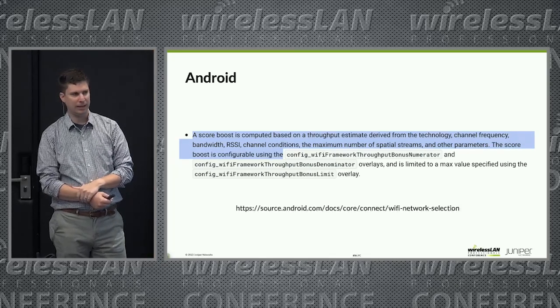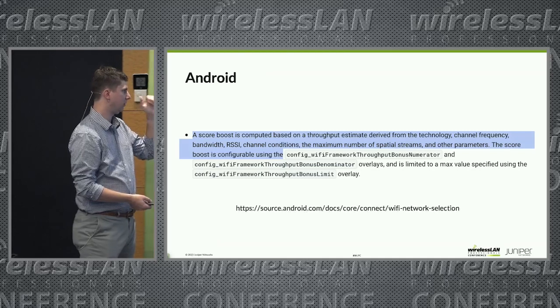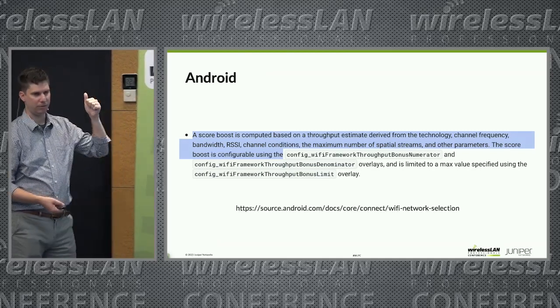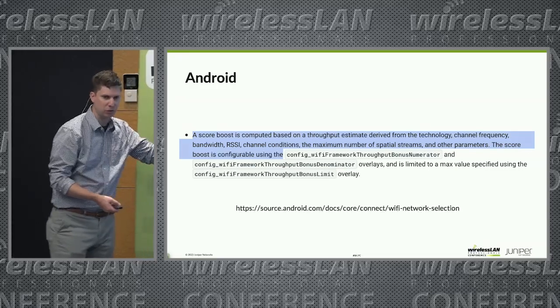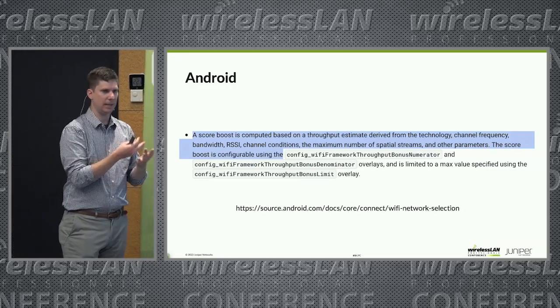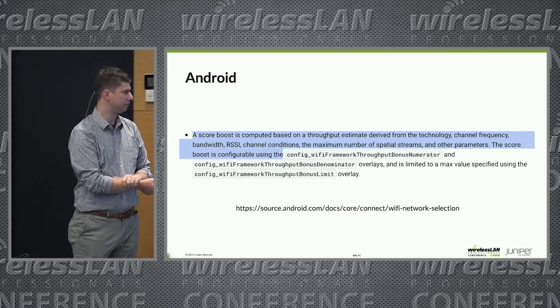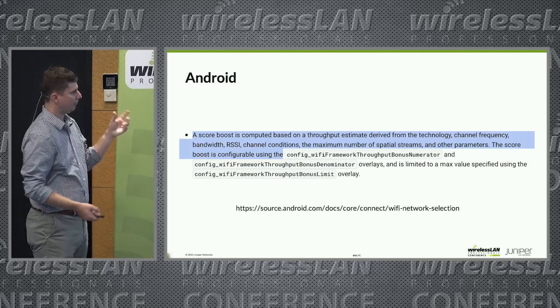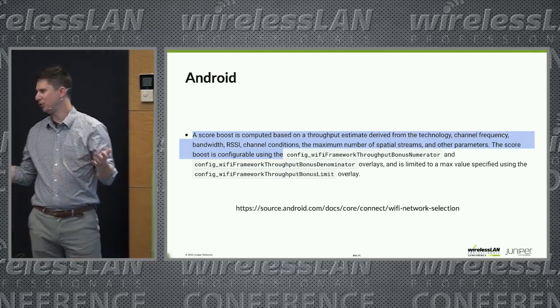So the client is looking at all sorts of metrics. It's looking at what is the channel width, what's the channel utilization, spatial streams on the AP. This is Android, and so it calculates a throughput metric, and then makes this determination. And this is relevant because how do you get a higher throughput metric? Well, increase your channel bandwidth.